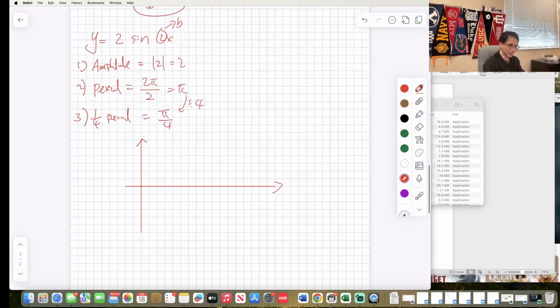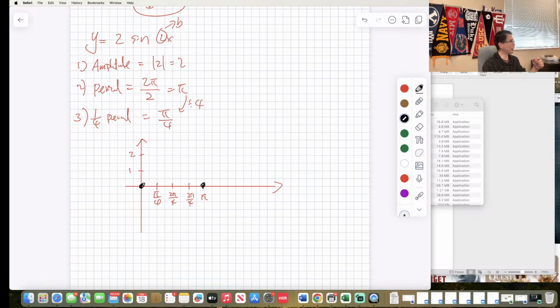So this is going to be pi over 4. This is going to be 2 pi over 4, which is equal to what? Pi over 2. 3 pi over 4. And 4 pi over 4, which is pi. Is that okay? And this is a 1. This is a 2. So that means the period is going to start right here and end here.